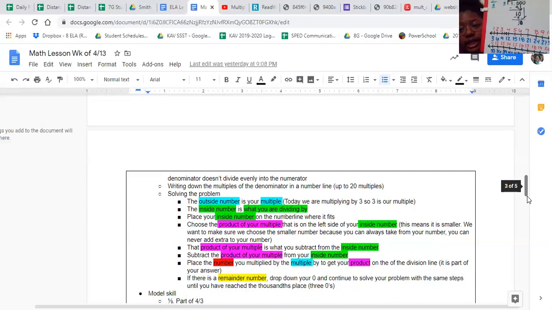We're at 10 again. 10 is in between the 9 and the 12. We always go to the left. So we have 9 and 3. Blue goes on the bottom. Red goes on the top.